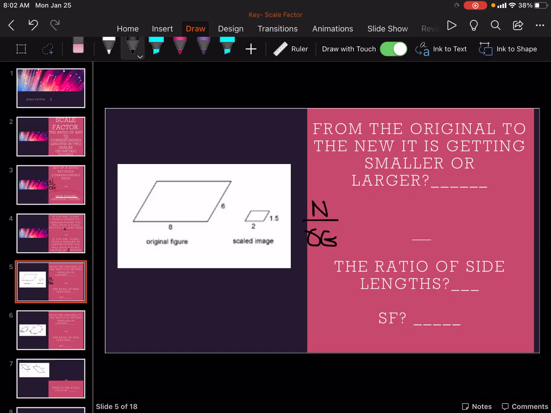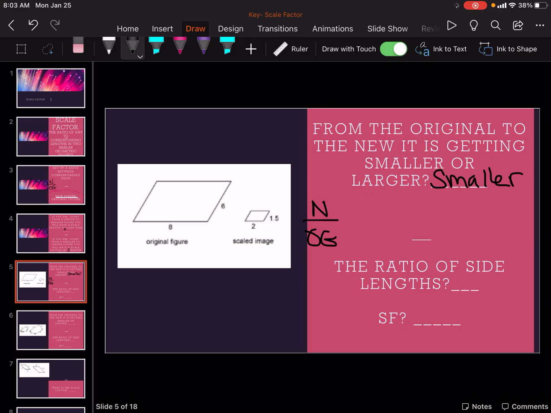Usually if we don't label it, assume the one on the left is the original and the one on the right is the new. Here it has original and then scaled, so it's getting smaller. From the original to the new, it is getting smaller, so we know that it's going to be less than 1.